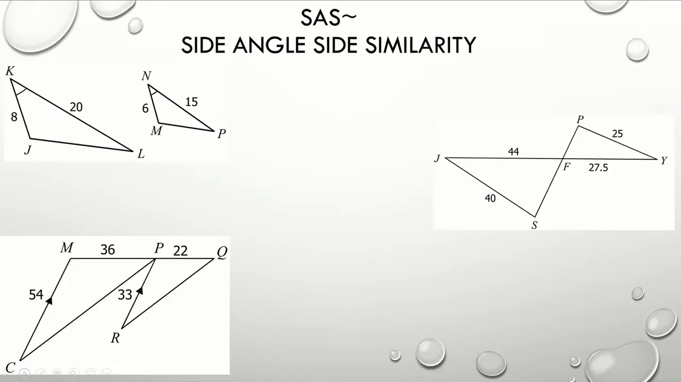Alright, moving on. So now we're going to talk about side angle side. So remember the key part about side angle side is that the angle has to be between the two sides, right? The angle has to be between the two sides. And what's important about the two sides is that they have to be proportional. Okay, so let's go ahead and get started.